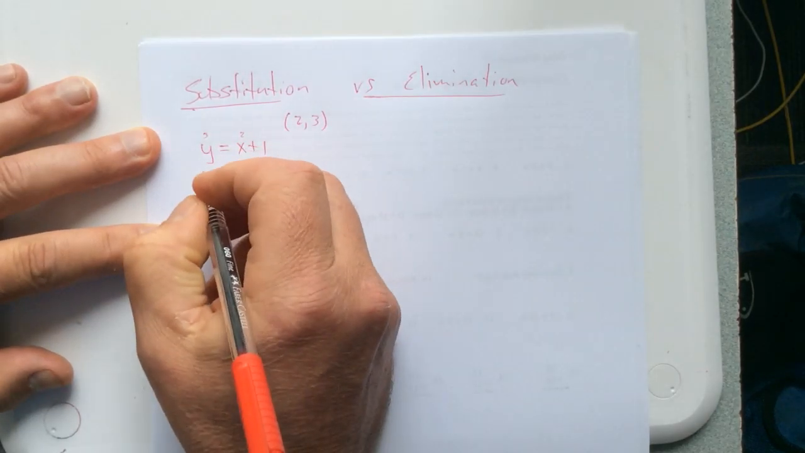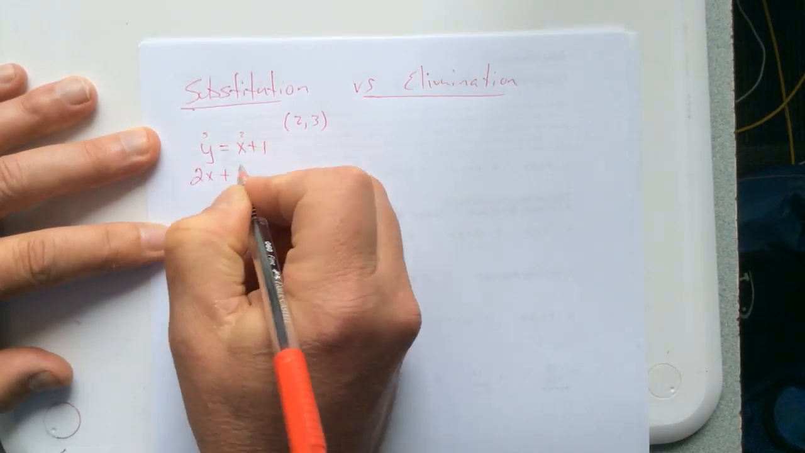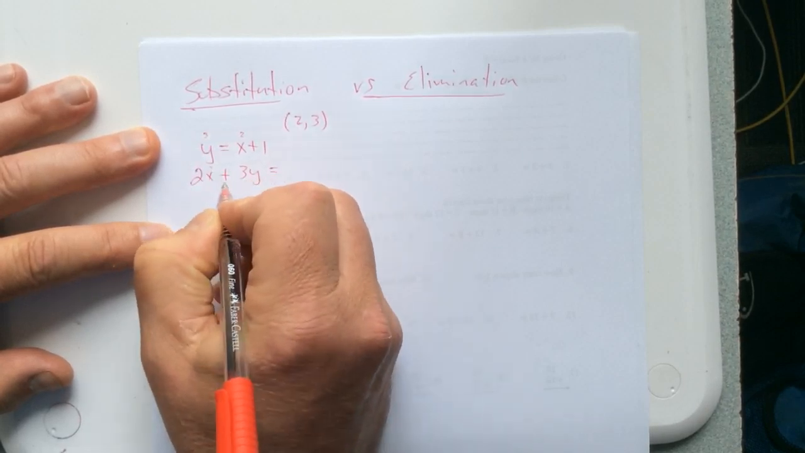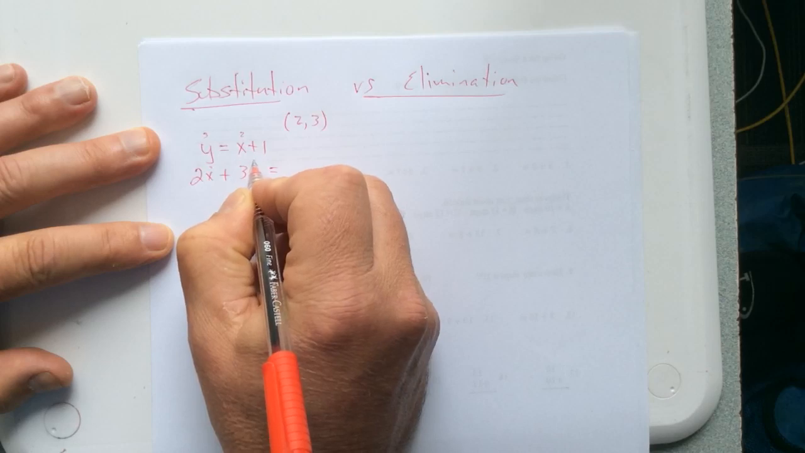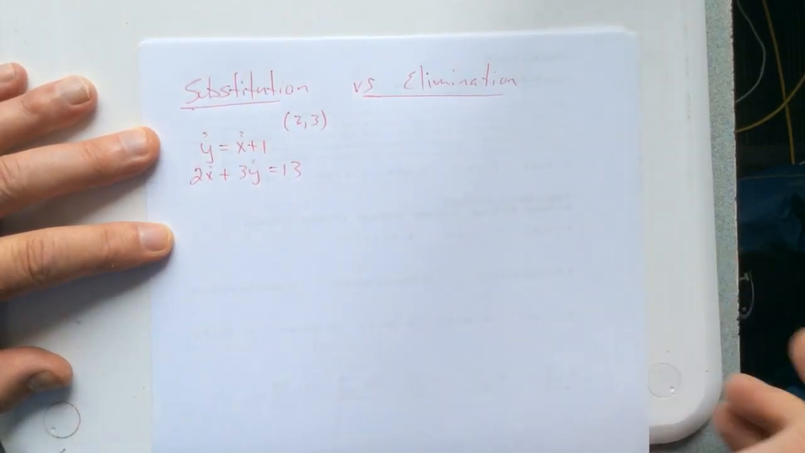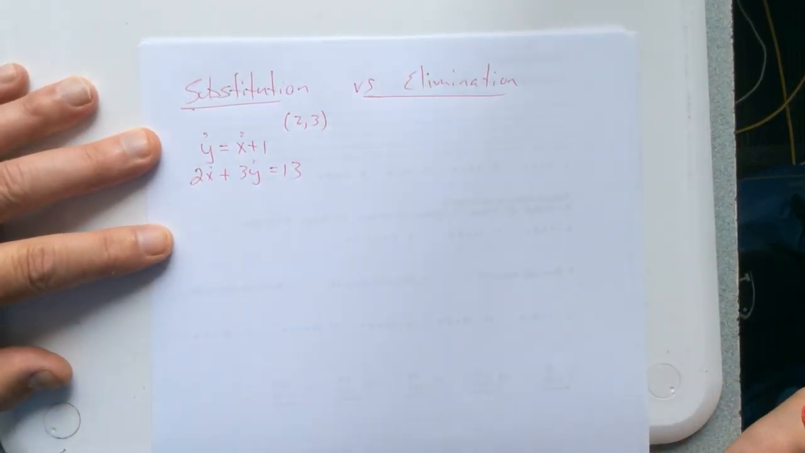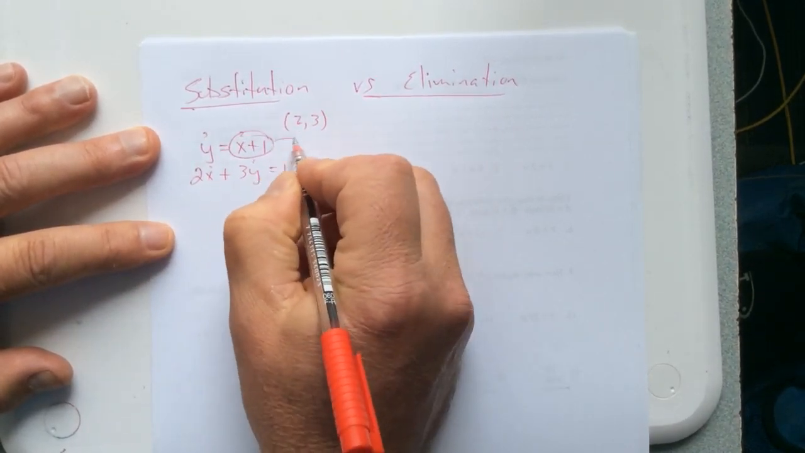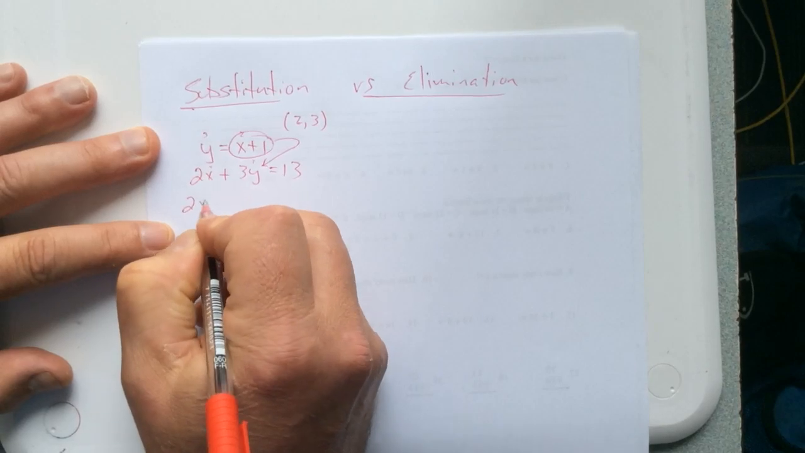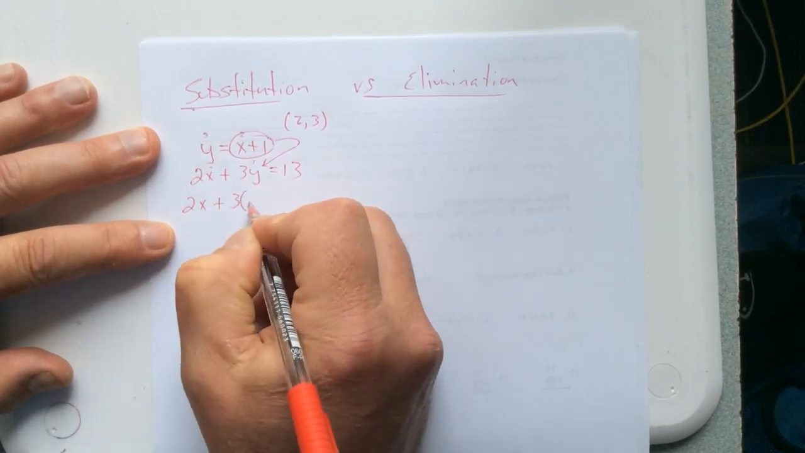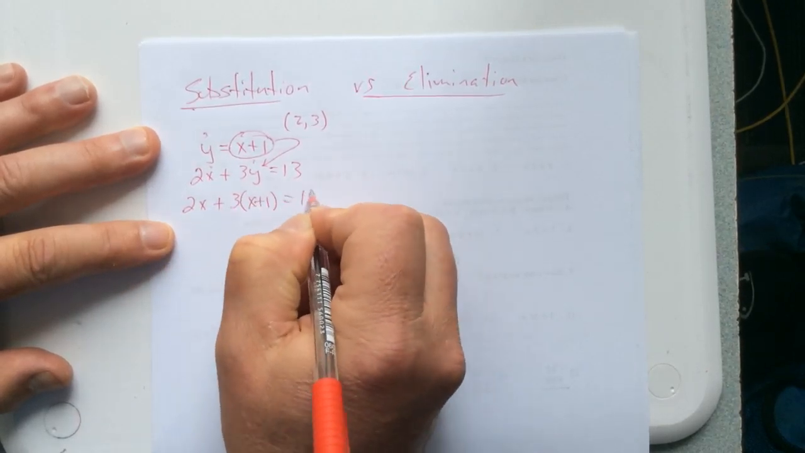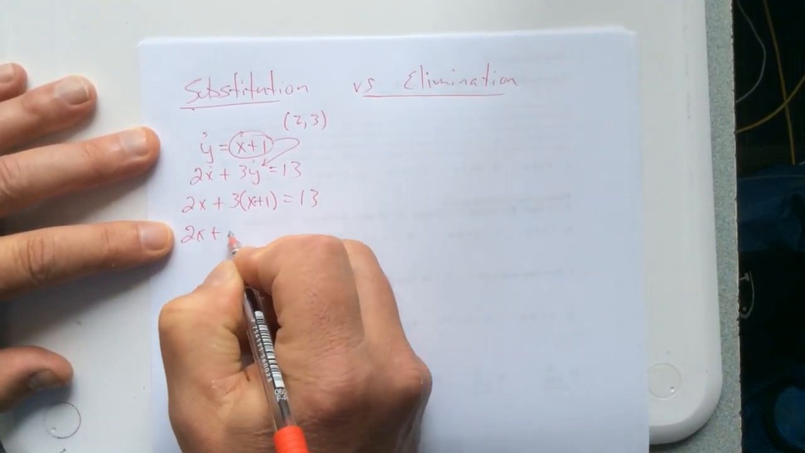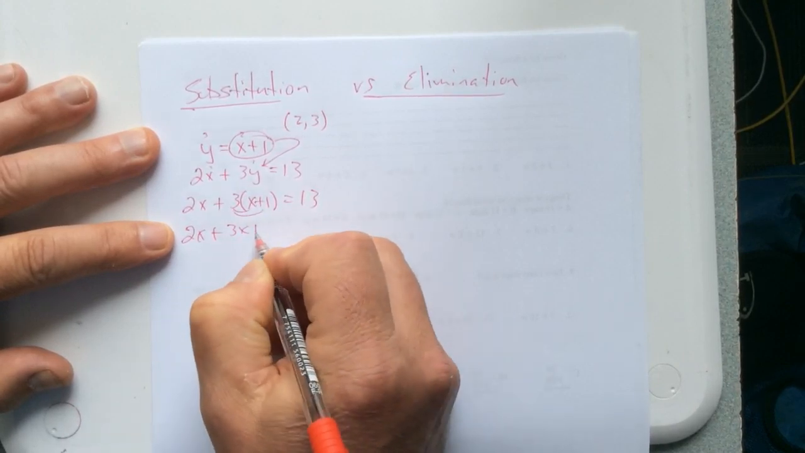So there could be 1. And let's say the other one is 2x plus 3y equals, so that would be 2 times 2 is 4, plus 3 times 3, which is 9. So 4 plus 9 is 13. So let's say those are the two equations. So yeah, substitution. If it's solved for y, you can just take that and stick it in for y. So you have 2x plus 3 times x plus 1. See, now you only have one variable, so okay, 3 times x is 3x. 3 times 1 is 3.